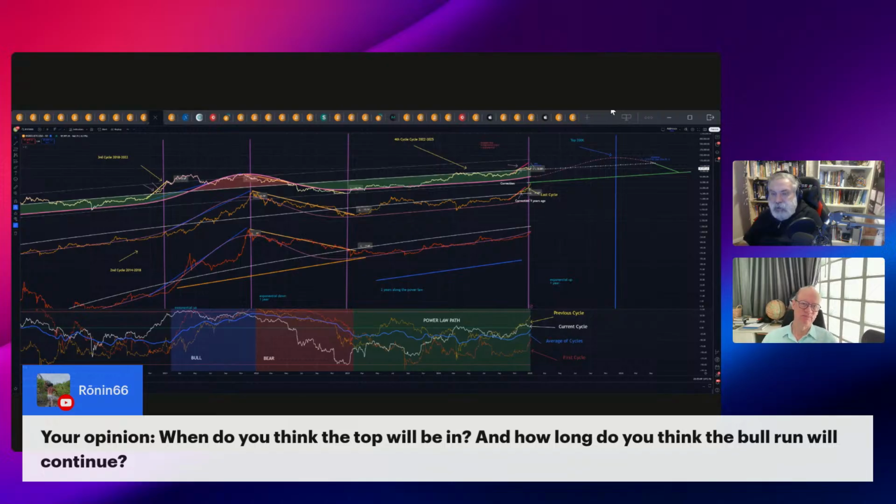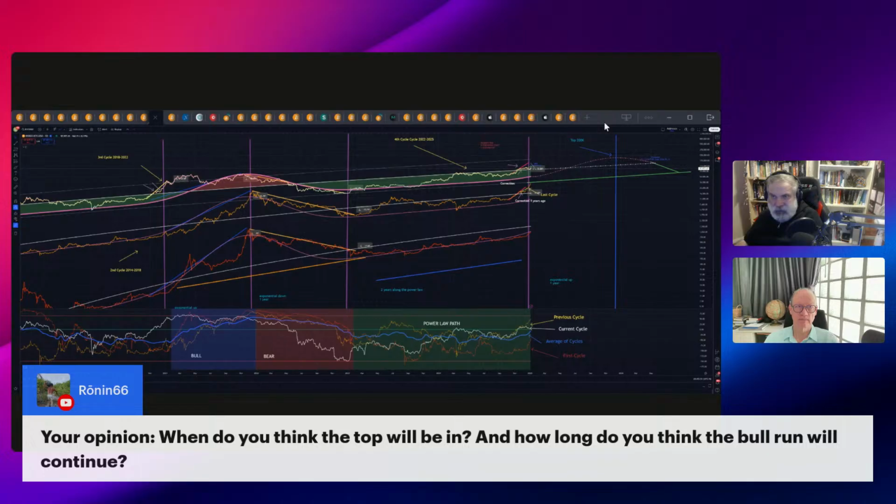Yeah. In my case, and this is why it's good to have different approaches and opinions, and they are not too different, right? Because I'm still open for an April top, because, for example, last time we did have a double top, right?